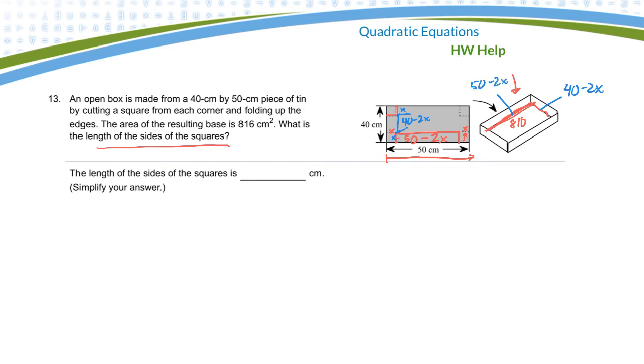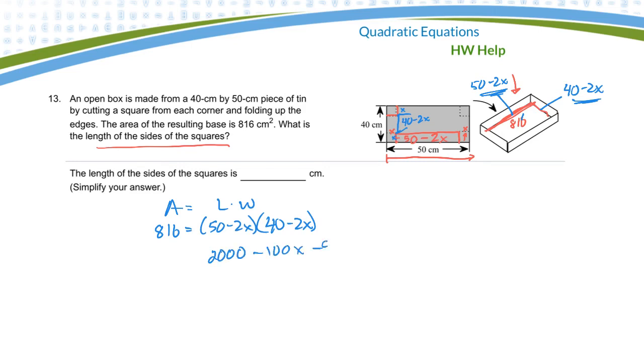They say that the area of the base is 816. You get that by multiplying the length by the width. So area is equal to length times width. Area, they say, is 816. Well, the length is 50 minus 2x, and the width is 40 minus 2x. Hopefully I'll get a quadratic equation out of this. 50 times 40 would be 2,000, minus 100x, minus 80x, plus 4x squared is equal to 816.